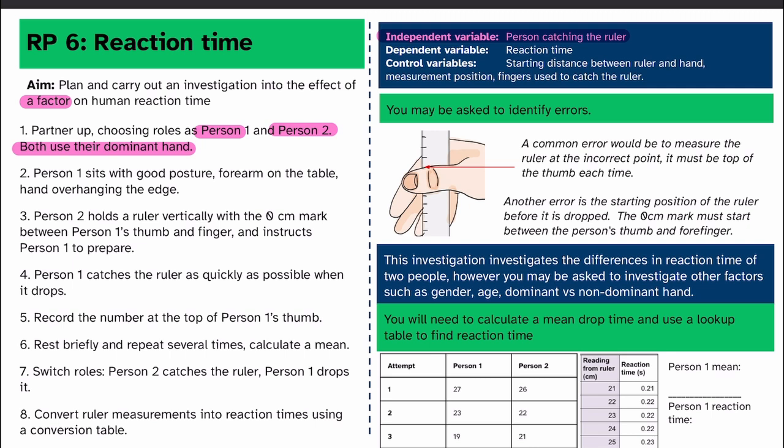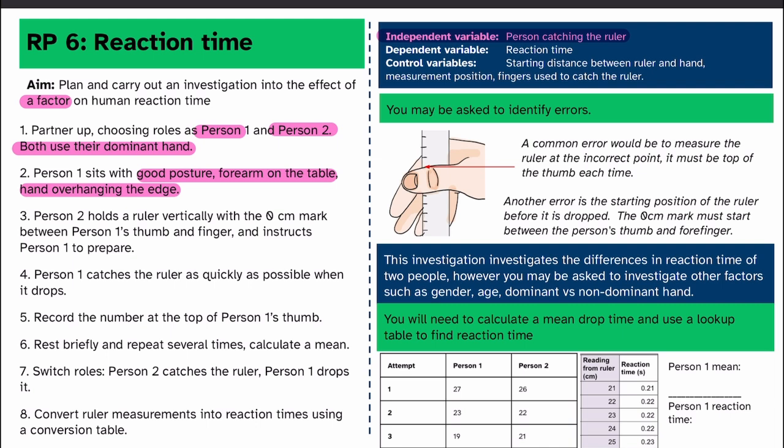Now, this bit's a bit weird and it sounds a little bit overly instructive, but there's a reason for it. You start with person 1, and they're told to sit with good posture and have their forearm on the table with their hand overhanging the edge. The reason for that is because it locks the hand in position.